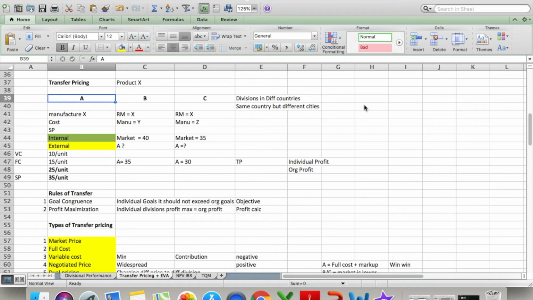So we have A. A means that A is manufacturing X, right? B's main raw material is X, which is RM, and it manufactures another product, let's say Y. And division C also needs the raw material product X, and it manufactures something else from that product, which is Z, right? Okay.